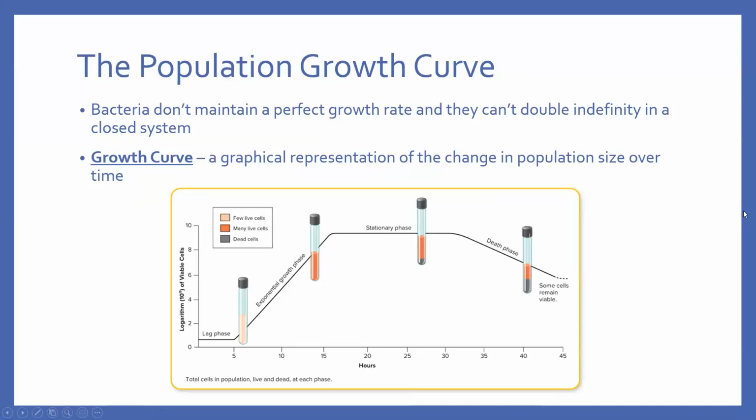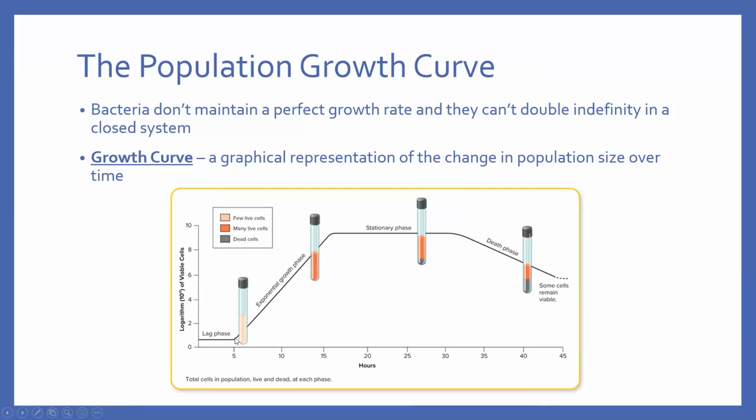Bacteria, though, don't maintain that perfect growth rate forever. They can't double indefinitely in a closed system because eventually they'll run out of their essential nutrients that we talked about last time. Typically, bacterial growth follows this standard growth curve. This is a graphical representation of how you would expect a population to change over time, at least in the lab. There are 4 main phases that it will go through.